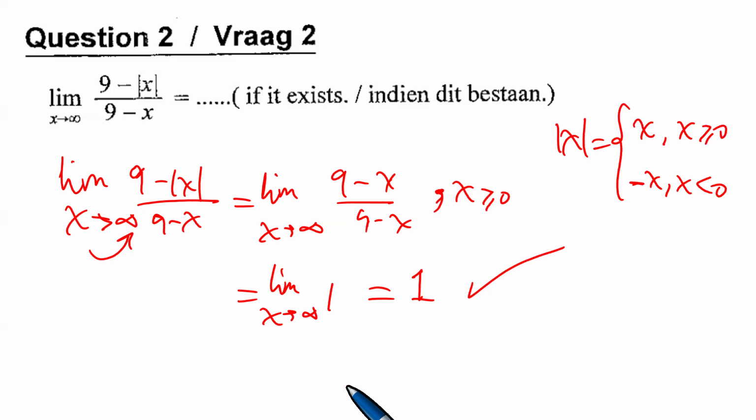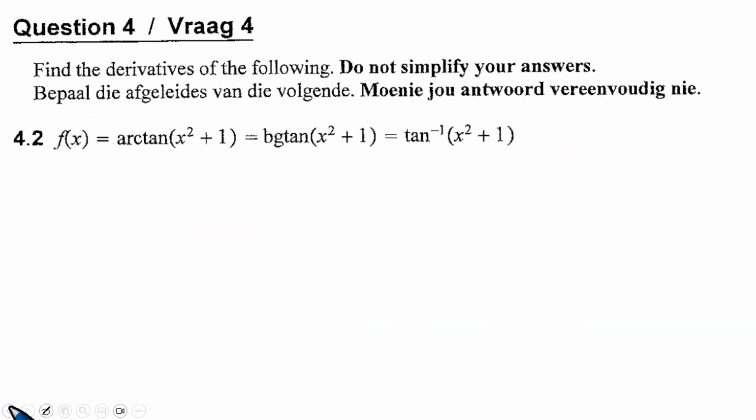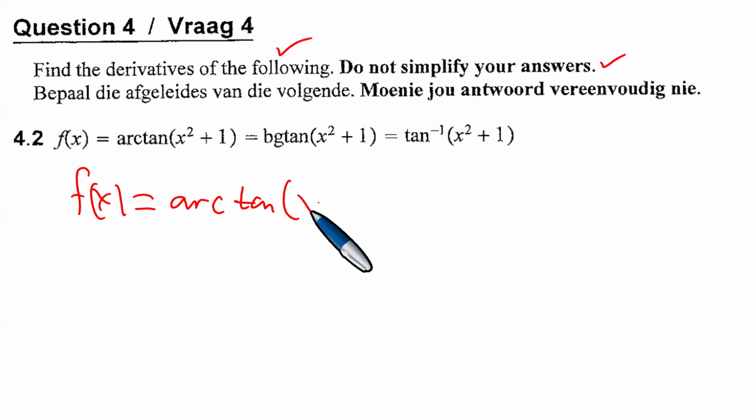We move to the next question. I mean, you always know that these things are recorded, so you'd have a chance to look into this. Find the derivatives of the following. Do not simplify your answers. Question 4.2 is f of x equal to arctan of x squared plus 1. So we have a chance to discuss these inverse functions, like the arctangent, the arcsine, the arccosine, the arccosecant, and so on.